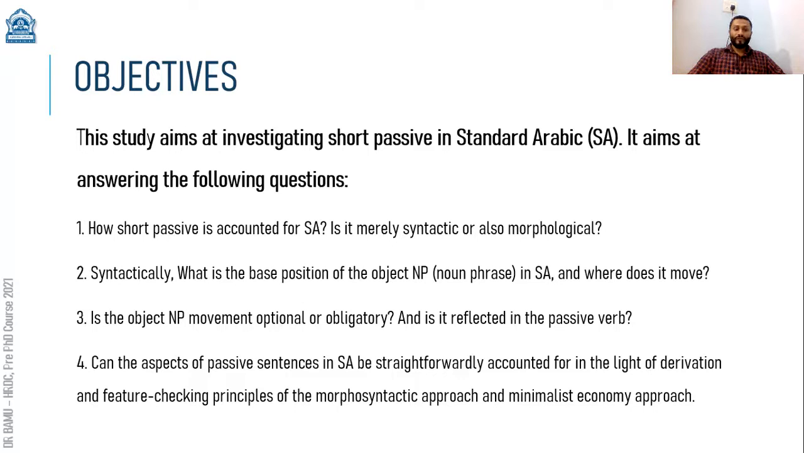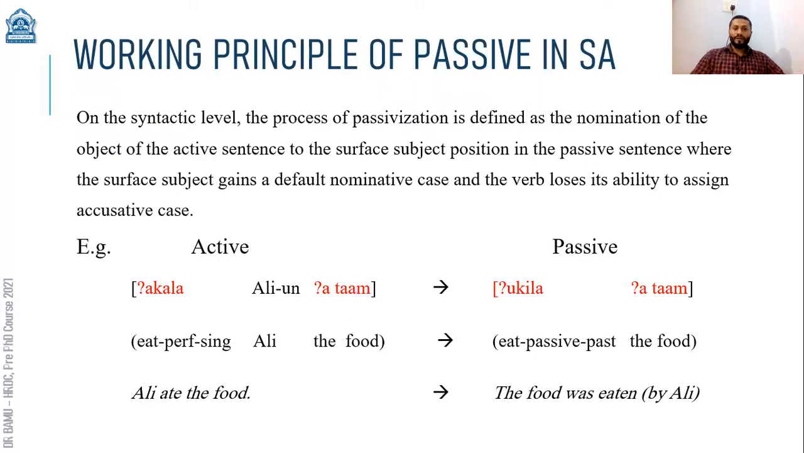and is it reflected in the passive verb? And the last question we are going to investigate in the study is, can the aspects of passive sentences in standard Arabic be straightforwardly accounted for in the light of derivation and feature checking principle of the morphosyntactic approach and minimalist economy approach?